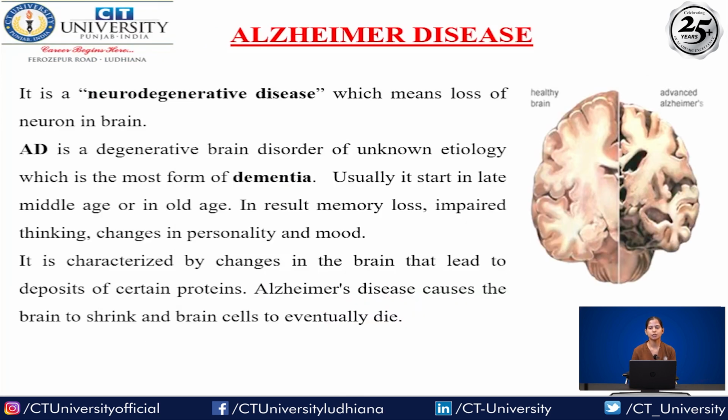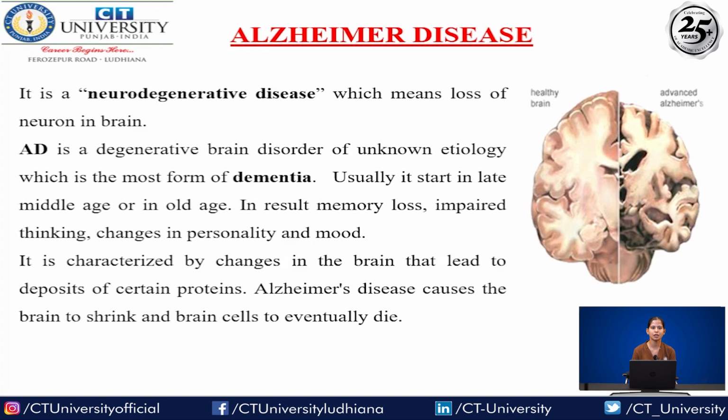Alzheimer is a neurodegenerative disease. Neurodegenerative means neuro means neurons and degenerative means loss. If there is a loss of neurons inside the brain, the person has symptoms of Alzheimer disease. The first most common cause of Alzheimer disease is dementia. Dementia is not a progressive disease, it is a set of symptoms like memory loss and judgment impairment.